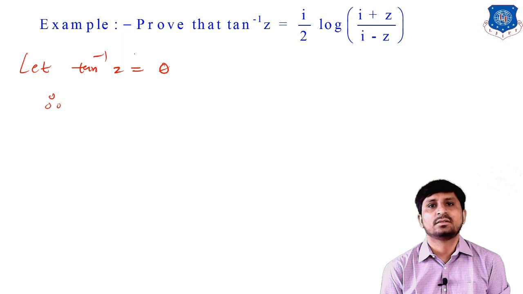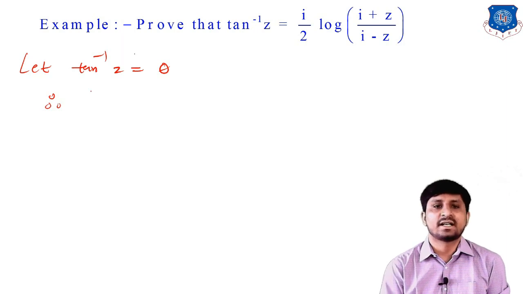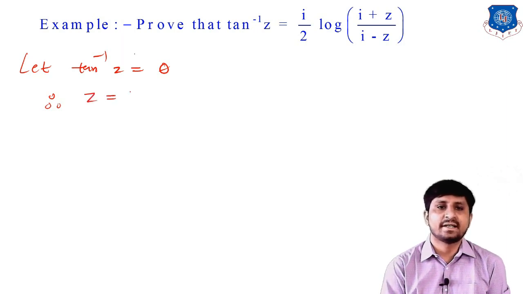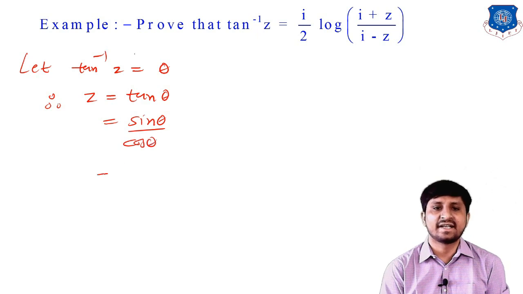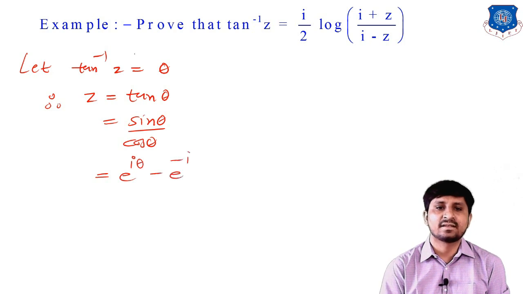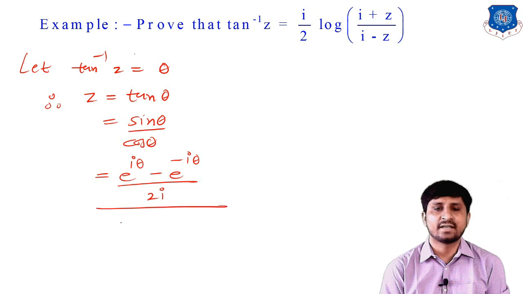So tan inverse z is equal to theta, so we can write z is equal to tan theta, and tan theta can be written as sin theta upon cos theta. Now we apply the formula for sin theta and cos theta. Sin theta can be written as e raised to i theta minus e raised to minus i theta divided by 2i, and cos theta can be written as e raised to i theta plus e raised to minus i theta divided by 2.